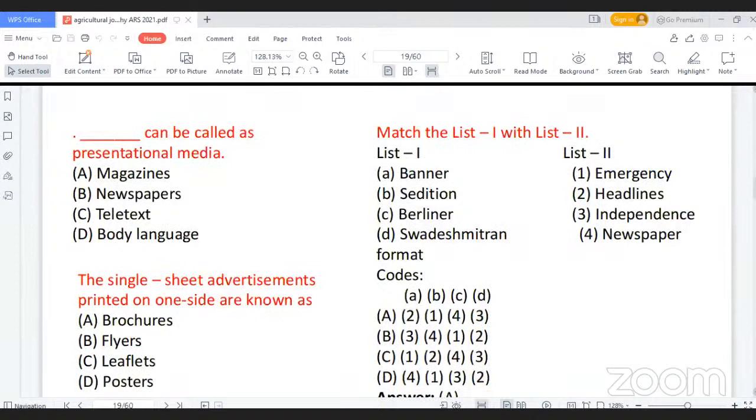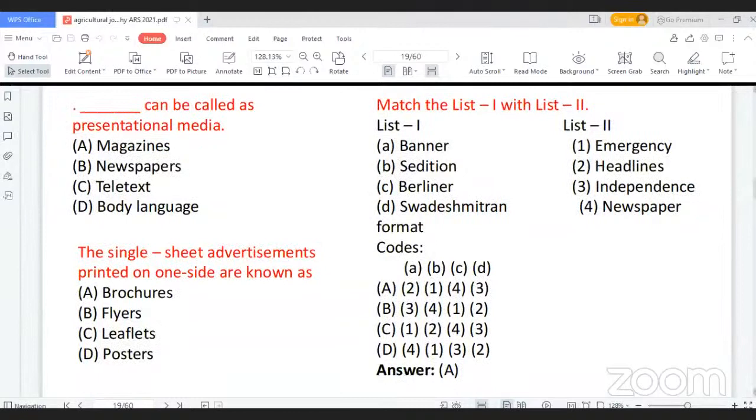The single sheet of advertisement printed on one side is a flyer. Then this is what I have given, and the answer is also given. Answer A. That is for banner, you can know, and headline.